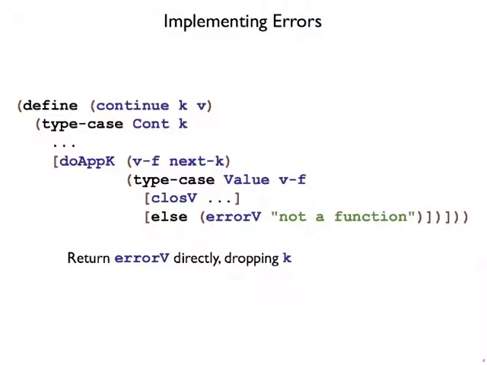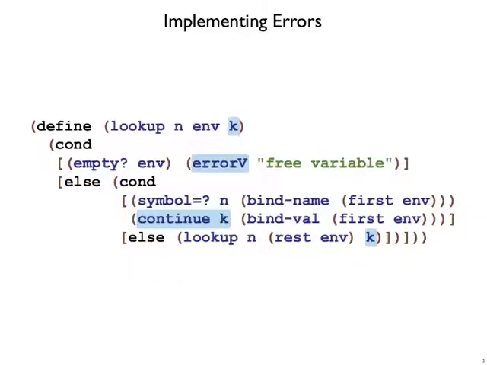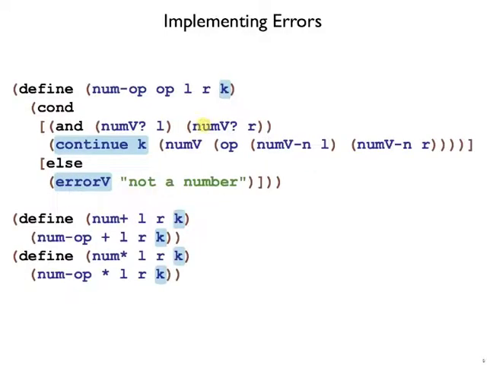Just to recap, what we did was we used error v instead of error, and didn't use next k or k here. In lookup, we added a k to use, and in num up, we added a k. And that's all the changes that we need to take control of error reporting and not rely on PLAI types error reporting.